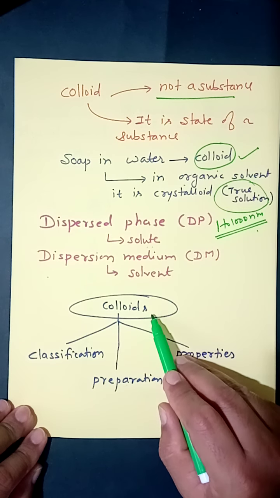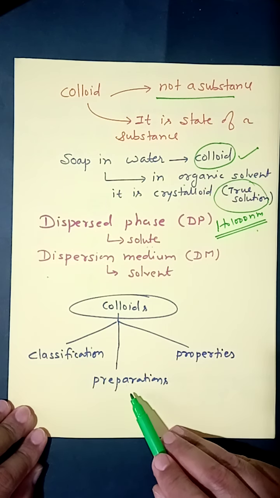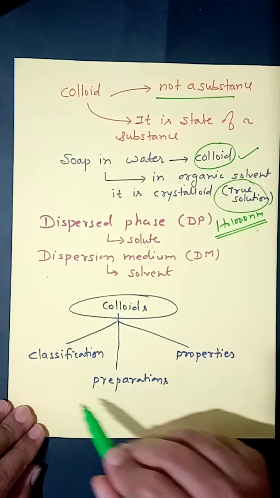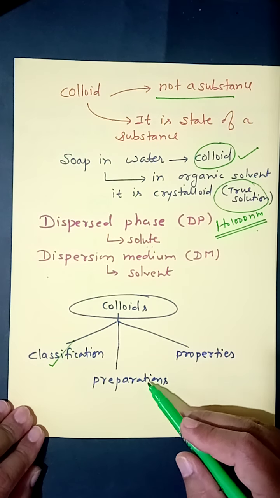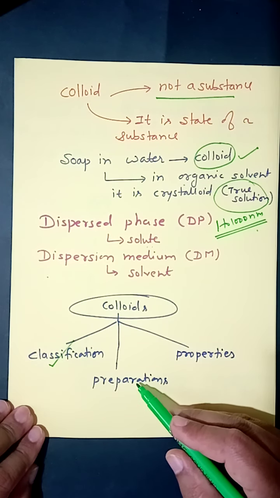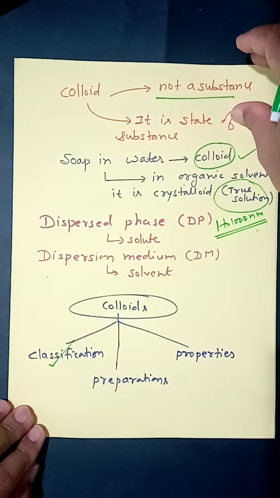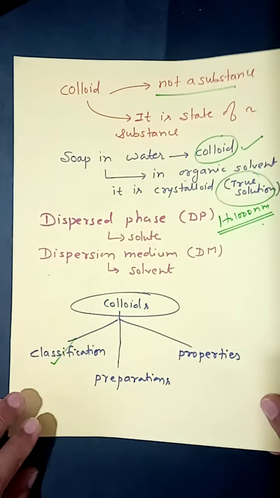Three important parts in colloids. One, its classification. Second, its preparation. And third, its properties. So today we will complete up to classification. In the next two classes we will be able to complete this chapter with preparation of colloids and properties of colloids. So today we will complete classification.